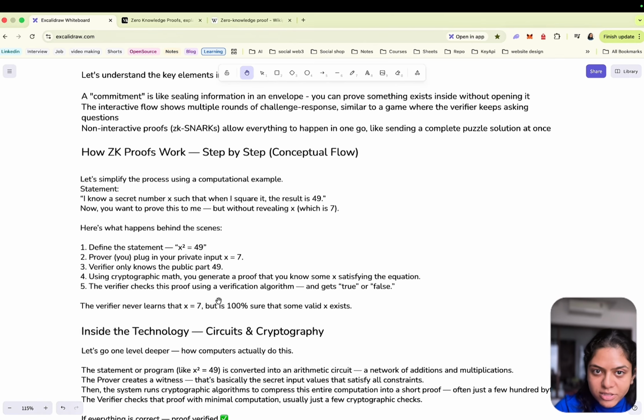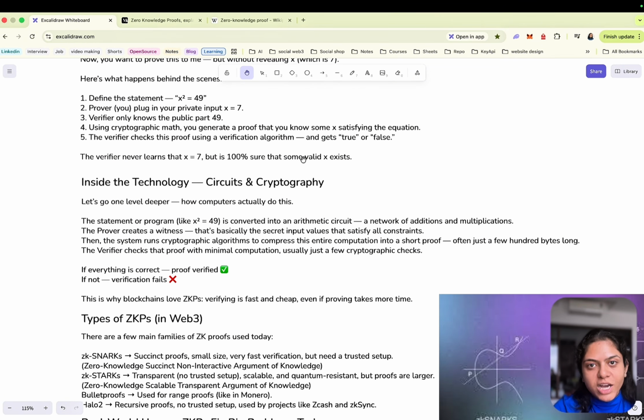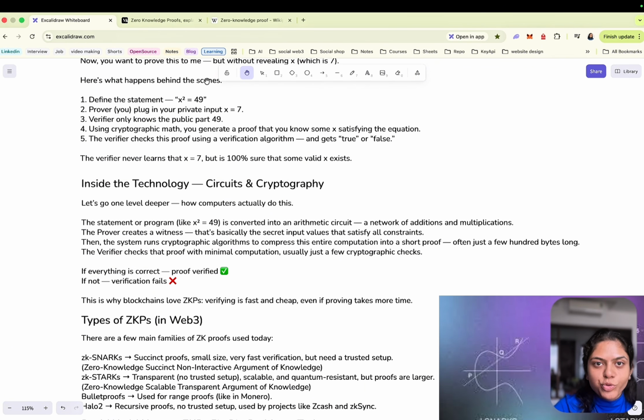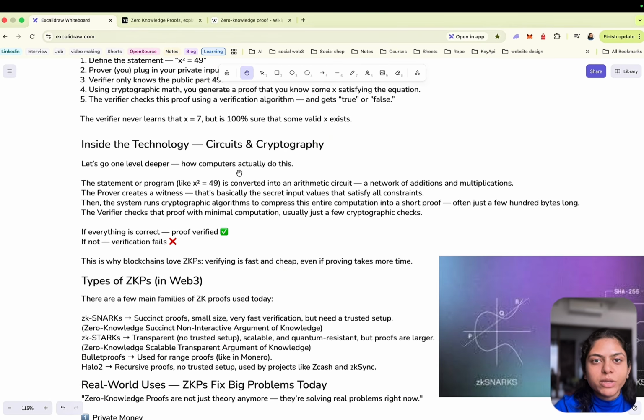Then inside the technology, how do the circuit and cryptography work? Let's go one level deeper into how computers actually do this. The statement or program, like x squared is equal to 49, is converted into an arithmetic circuit, a network of additions and multiplications. The prover creates a witness, which is basically the secret input value that satisfies all constraints. Then the system runs a cryptographic algorithm to compress the entire computation into a short proof, often just a few hundred bytes long.